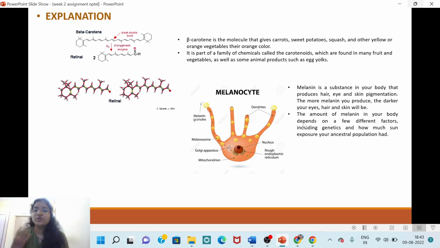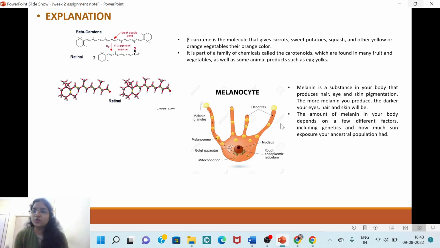So it is known that the amount of melanin in your body depends on a few different factors, including genetics and how much sun exposure your ancestral population had. Right? So melanin is produced by the cells known as melanocytes. These melanocytes have melanin granules in them which secrete melanin pigment and impart color to our hair, eyes, and skin.